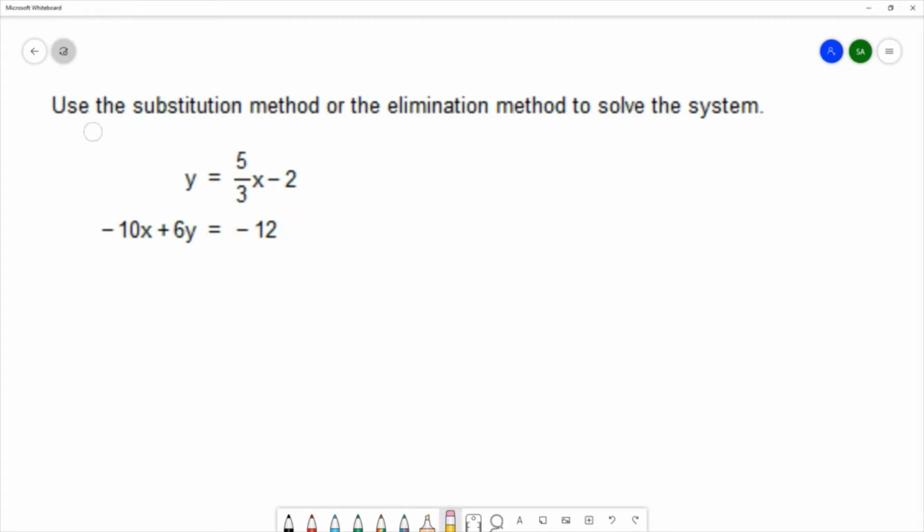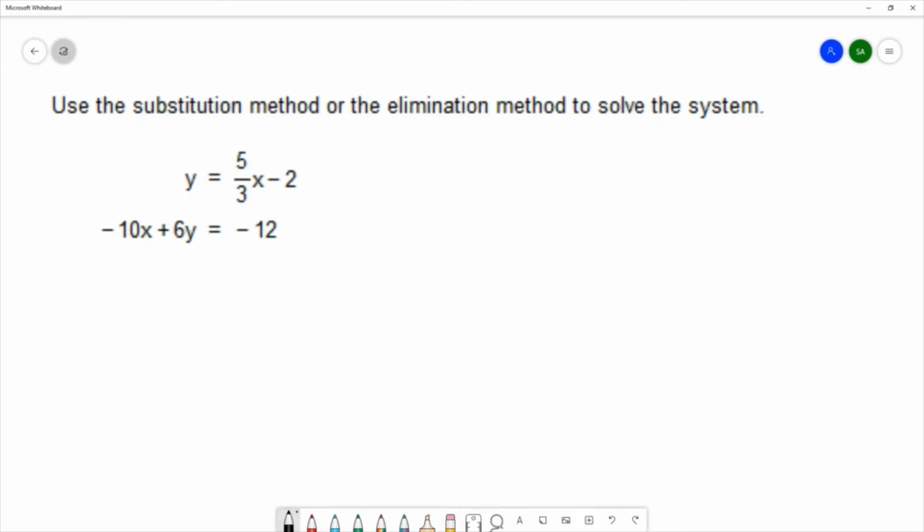For this question, we want to use either substitution or elimination to solve this system of equations. Our system is y equals 5/3 x minus 2 and negative 10x plus 6y equals negative 12. Now, the directions give us the choice of solving with the substitution method or the elimination method. As I'm looking at this problem, I think I would choose the substitution method because one of my equations has the y equals.